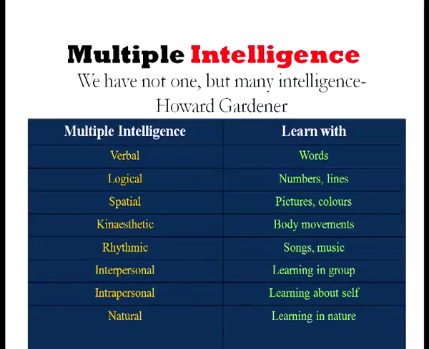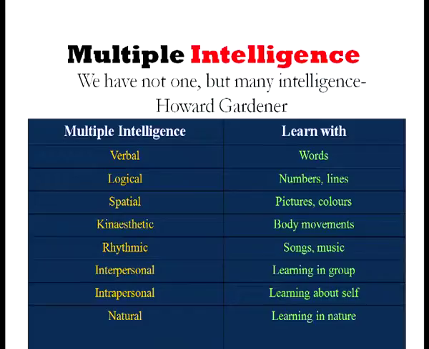We have verbal intelligence, which is linked with words. This is what we learn in language basically. We have logical intelligence, that is linked to numbers and lines, that is basically mathematical intelligence. Then we have spatial intelligence, this is pictorial intelligence related to pictures and colors. Then we have kinesthetic intelligence, it is basically related to body movements. A sportsman normally has this intelligence. Then we have rhythmic intelligence, people who are good at music or songs, they have better rhythmic intelligence.